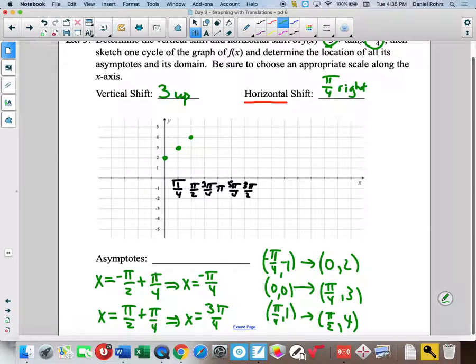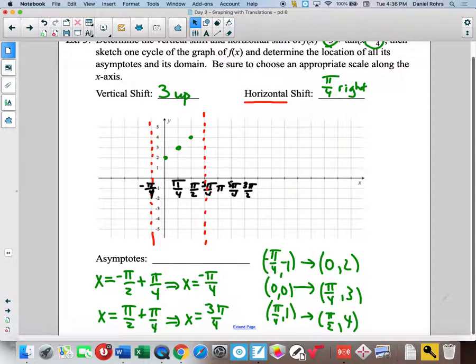And so if I'm looking at this, then I have one asymptote over here at x equals negative pi over 4. And then I have another asymptote over here at x equals 3 pi over 4.